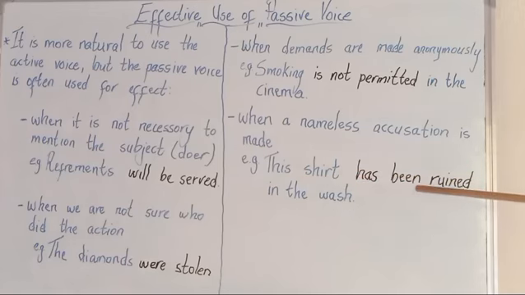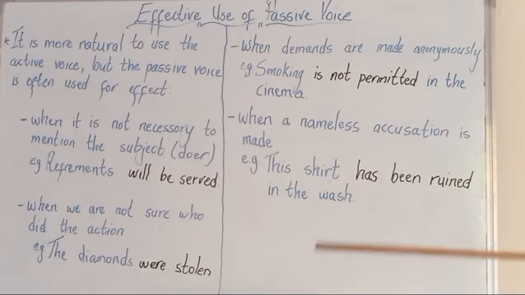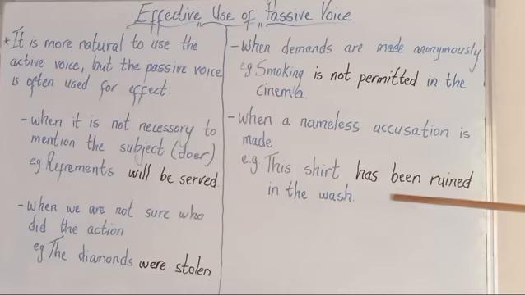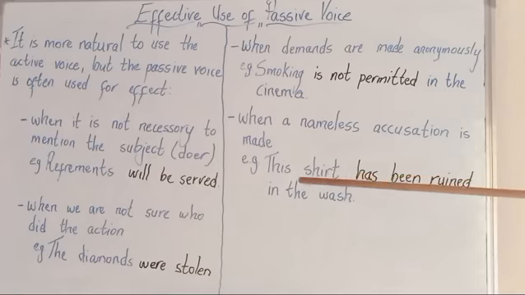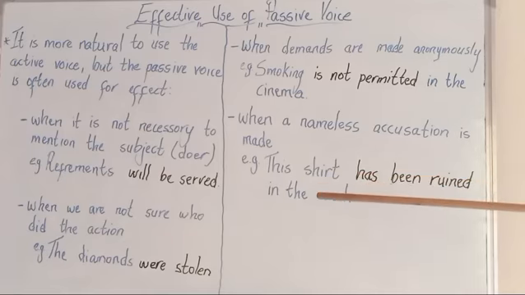This shirt has been ruined in the wash. So we are not naming the doer because we don't know. This shirt has been ruined in the wash. Has been ruined is our verb, and the shirt is supposed to be our object, but it has come to the front to become the subject because of a passive voice.